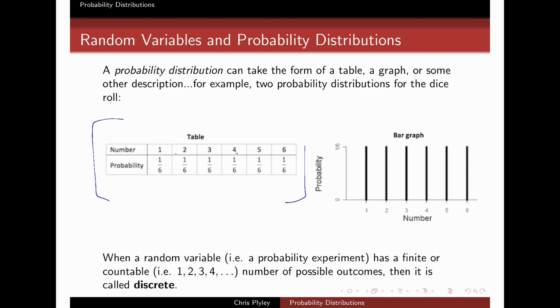And I can display it either as a table, or of course if I have a table with numerical values on both the x and the y-axis, then I can make a nice good looking graph to go along with it. So this graph to the right represents also the same probability distribution. I can display it as either a graph or as a table. I say up here it can take the form of a graph, table, or some other description, it doesn't matter. But as long as it's showing the outcomes to their corresponding probabilities, it's a probability distribution.